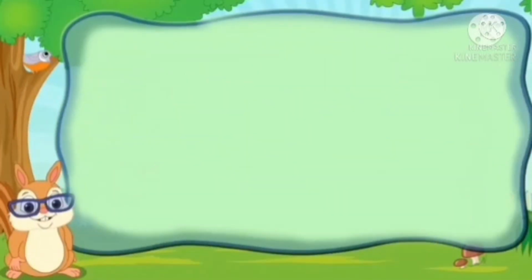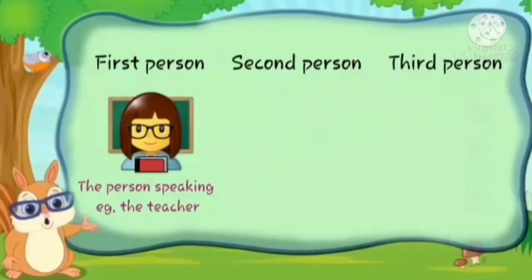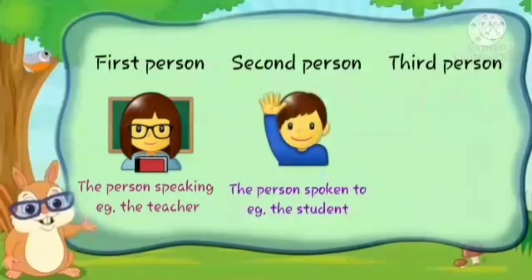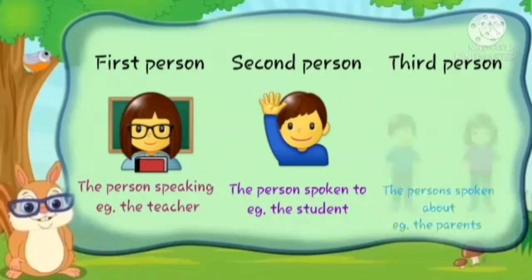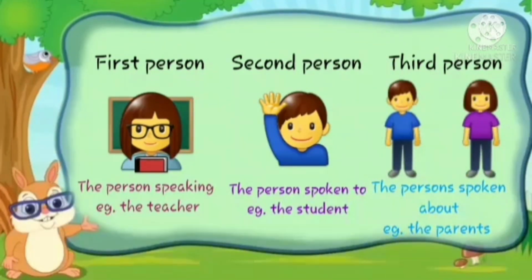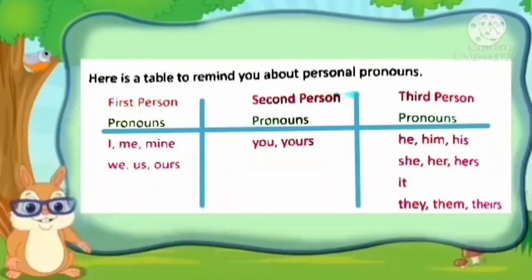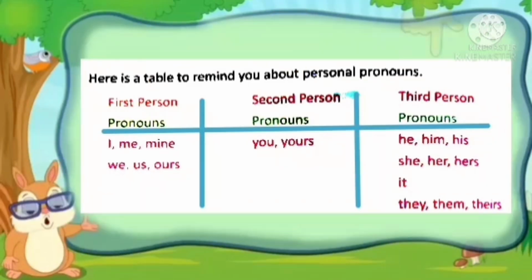So have you understood the difference? First person जो बोल रहा होता है, like me, आपकी टीचर बोल रही है, that means she is the first person. आपसे बोल रही है, talking to the student, then you are the second person. And if I talk to you about the parents, ठीक है, जैसे अगर मैं आपसे आपके पेरेंट्स के बारे में बात करूं, then they are the third person. Okay. Now look here in this table. Here is a table to remind you about the personal pronouns. First person, second person, third person.